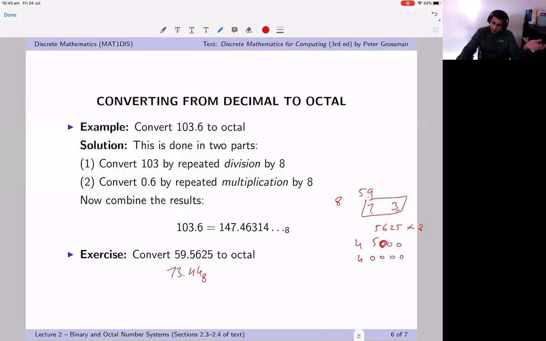Now .5625 you multiply with 8. When I multiply the first time, I got 4 as the carried forward digit, so that 4 goes there. And then again I multiply with 8, and 8 fours are 40, so 4 would be carried forward again. So my fractional expansion is 0.44.